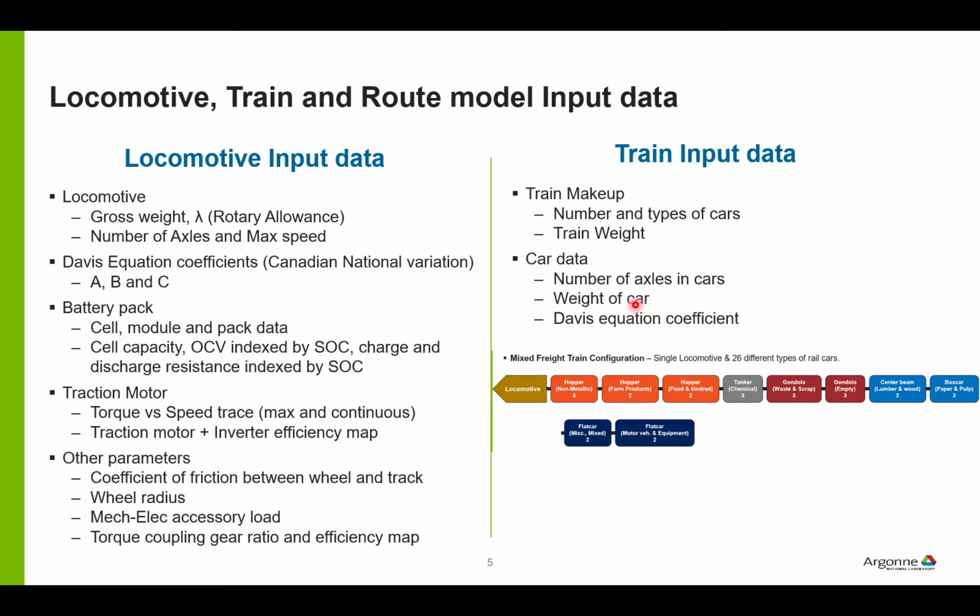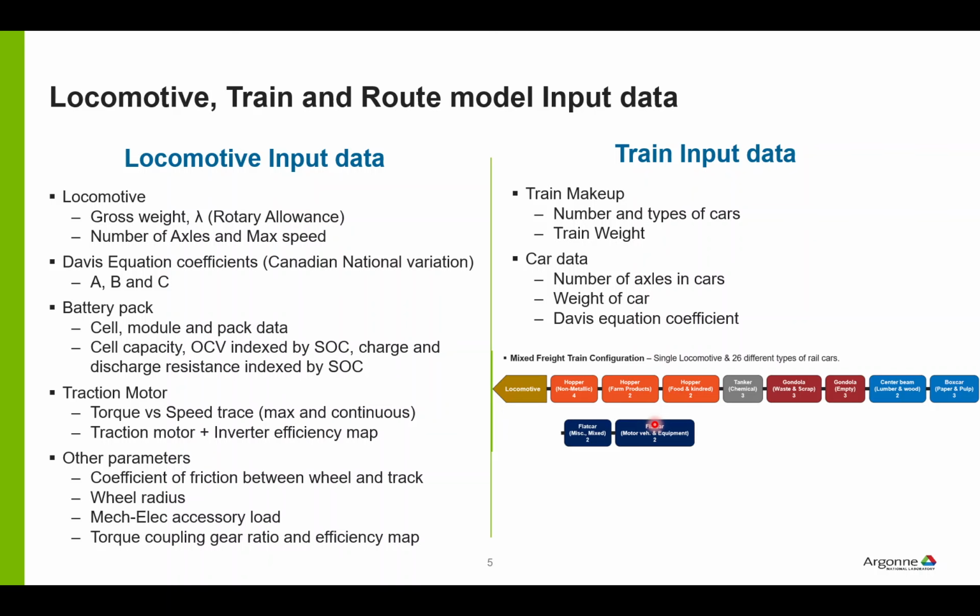So for today's demonstration, we'll be using a mixed freight train configuration with a single battery electric locomotive that is hauling 26 different types of cars, which is shown here. Like we have the hopper car, the tanker, the gondolas, the center beam, the box car, flat car. So for today's simulation, we'll be considering this configuration of train.